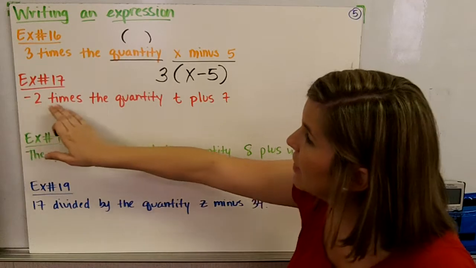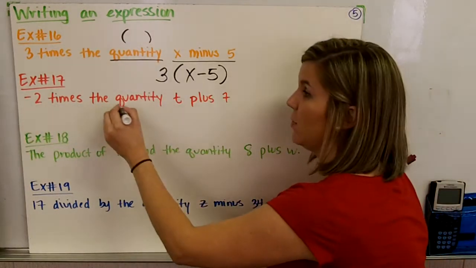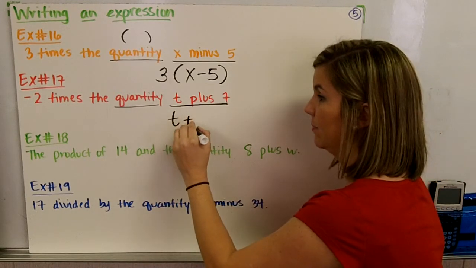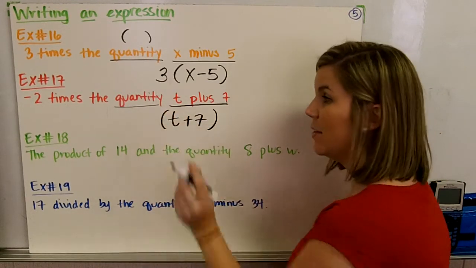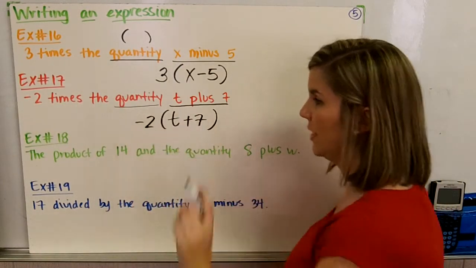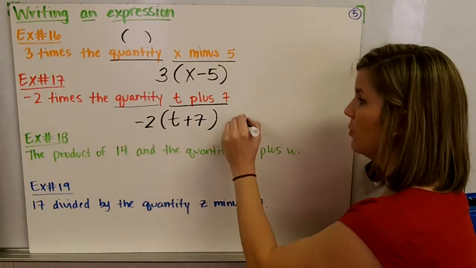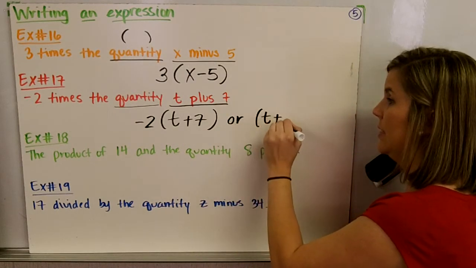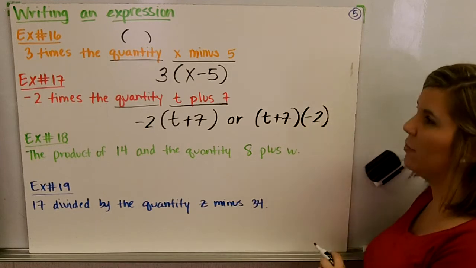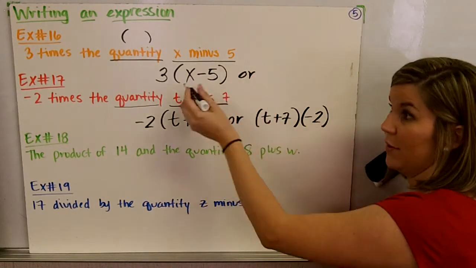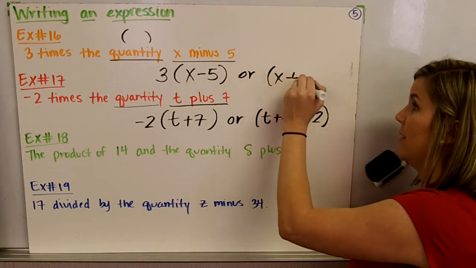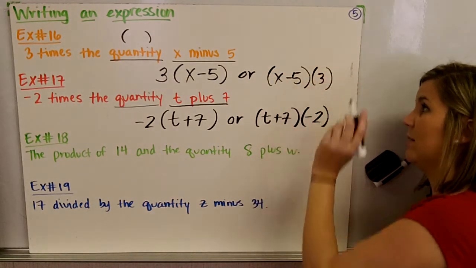Example 17, negative 2 times the quantity, so there's that word again, t plus 7. So t plus 7 goes inside the parentheses, and negative 2 times that. So negative 2 on the outside. You could also write t plus 7 with a negative 2 on this side, but then you would need parentheses. Or in example 16, x minus 5, and you could have put the 3 on this side.